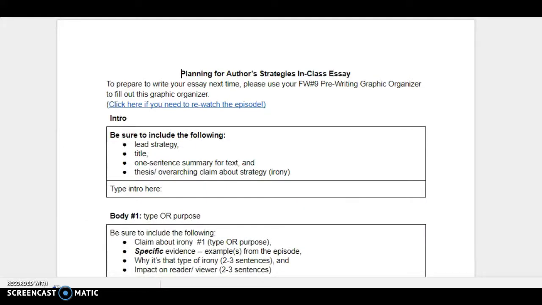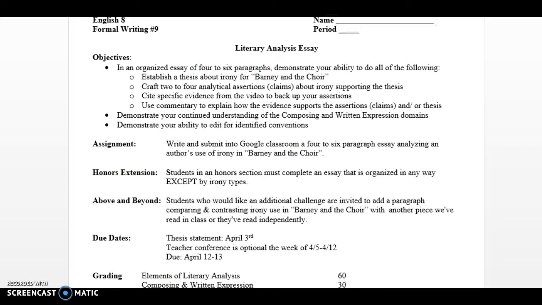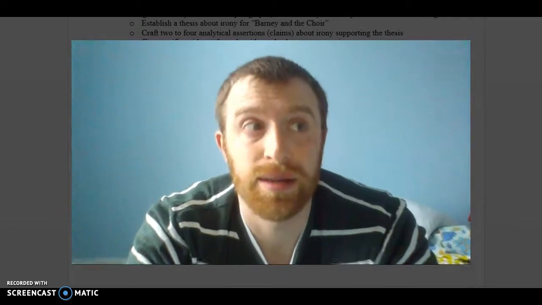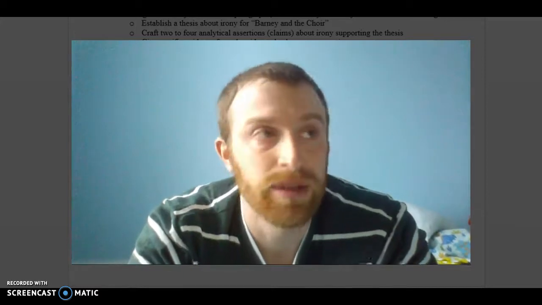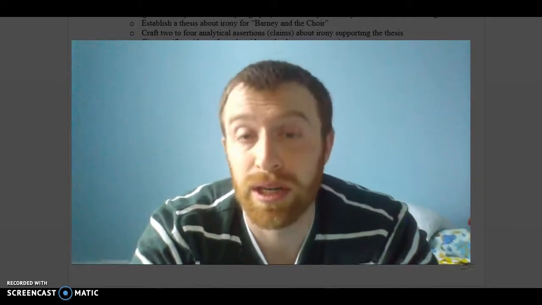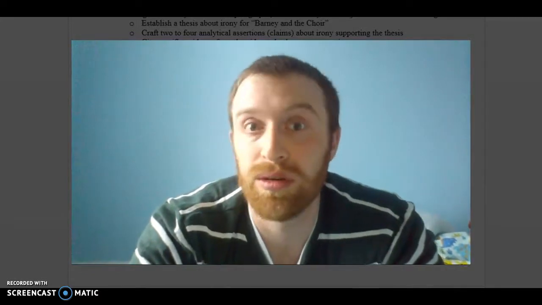Okay, so if we take a look, we can organize our paper in one of two ways. Notice that in the assignment sheet, how you're going to organize it differs between academic and honors, right? For students who are in academic, you can organize your essay by types of irony. So maybe your first body paragraph is all about verbal irony in Barney and the Choir, your second body paragraph is all about dramatic irony in Barney and the Choir, and maybe your third paragraph is all about situational irony in Barney and the Choir. That might be something that you could do.